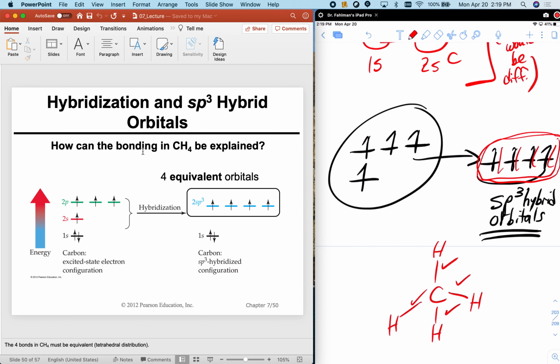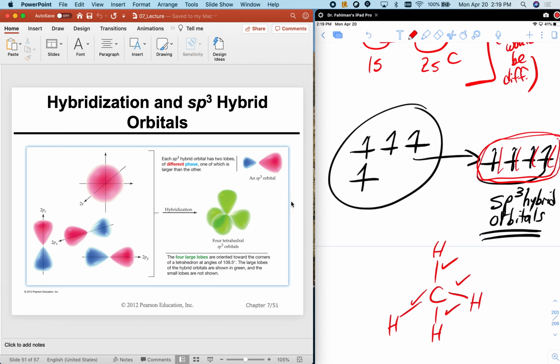And so hybridization is going from this excited state configuration, where you're just mixing these together to form hybrid orbitals. What they look like is these are the orbitals that you're mixing. So this is an s, and these are the 3 types of p's along the different axes. This is pz, px, and py. And so if you mix them together, then you get sp3.